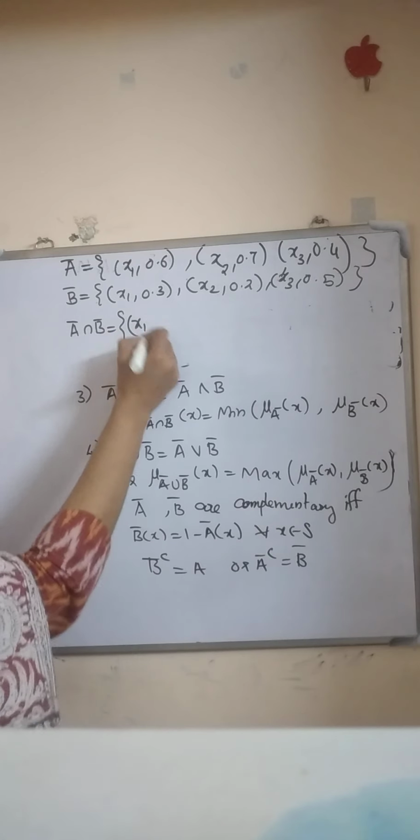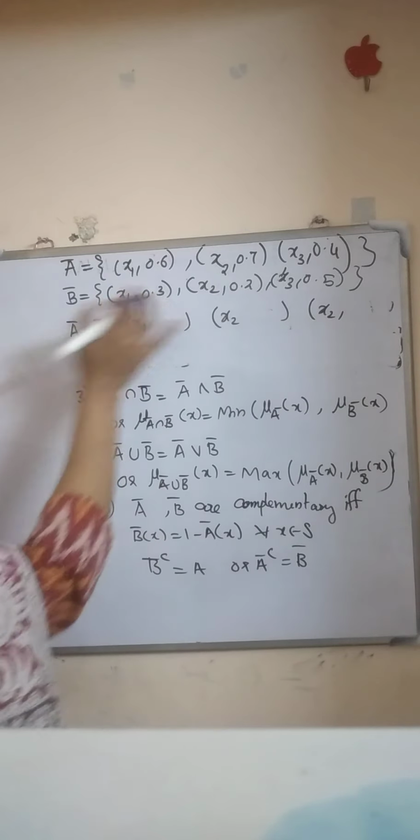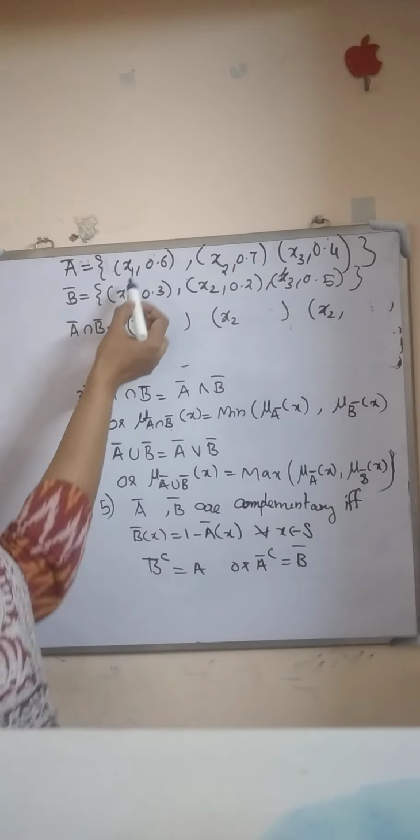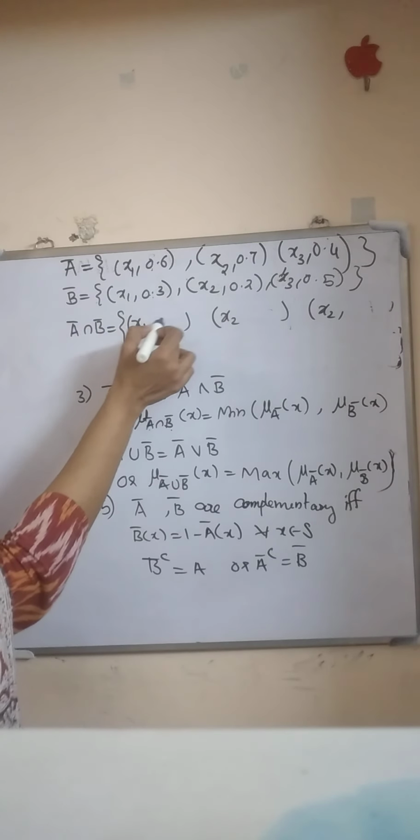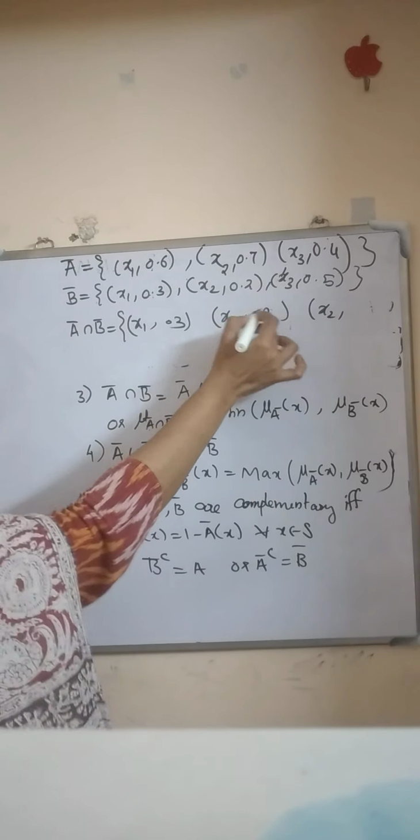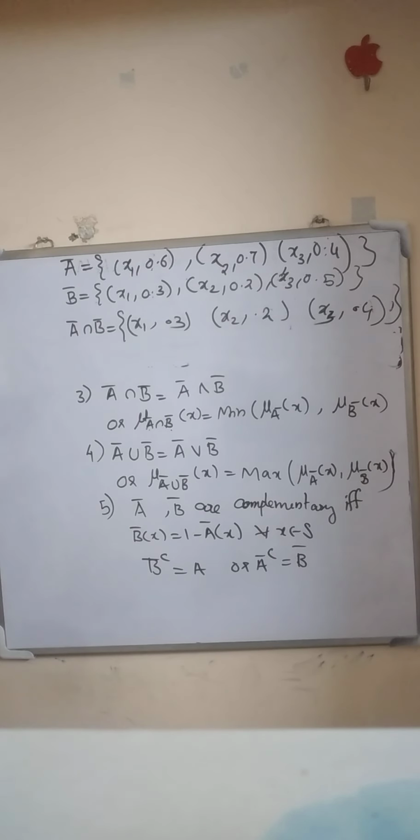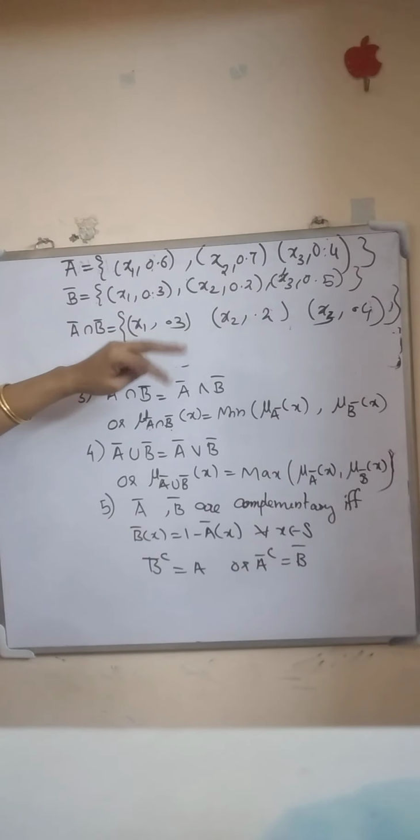There is no change in the values x1, x2 and x3. Only the membership function changes. When we take the intersection, we take the minimum of the membership values. So 0.6, 0.3: the minimum is 0.3. 0.7, 0.2: the minimum is 0.2. 0.4, 0.5: the minimum is 0.4. So the fuzzy set A bar intersection B bar is the set of ordered pairs (x1, 0.3), (x2, 0.2) and (x3, 0.4).